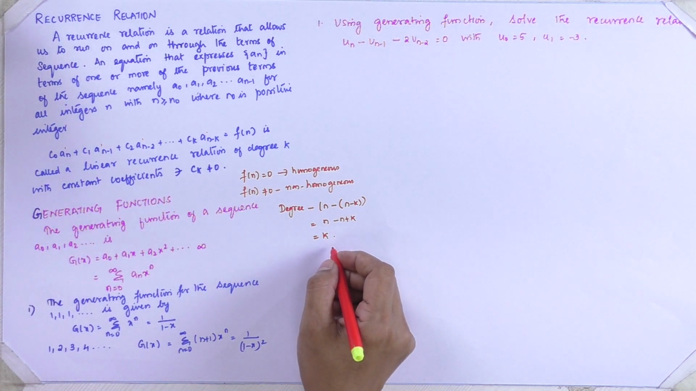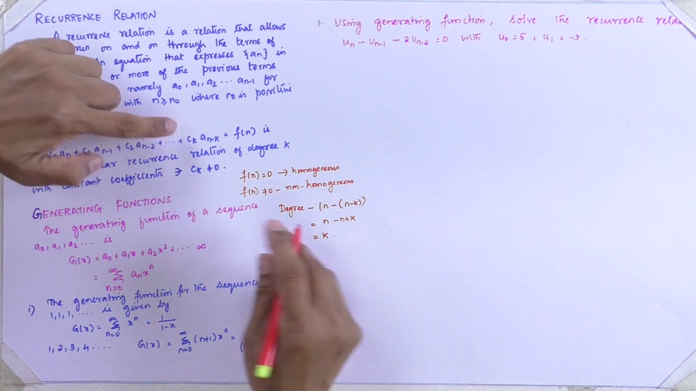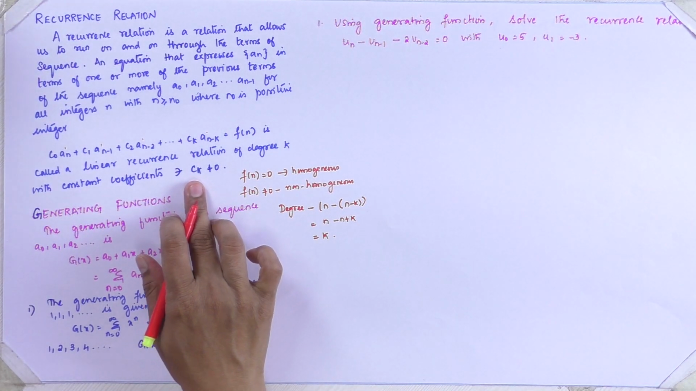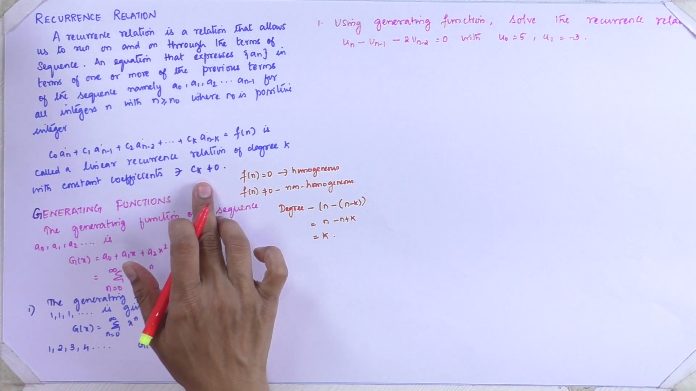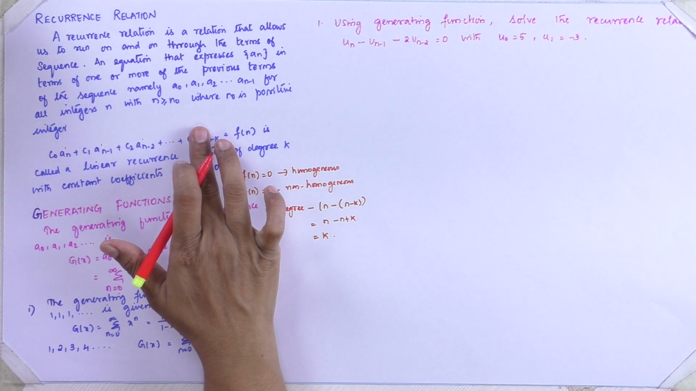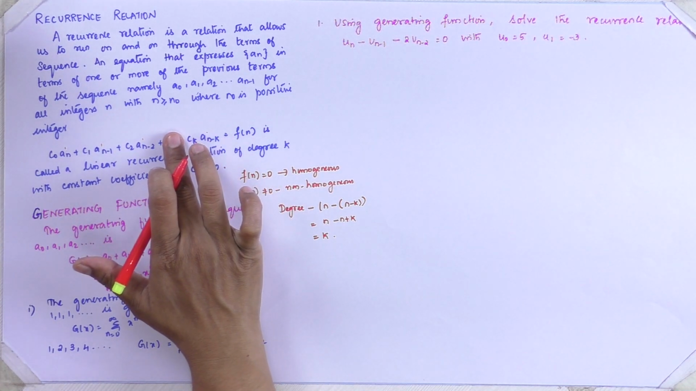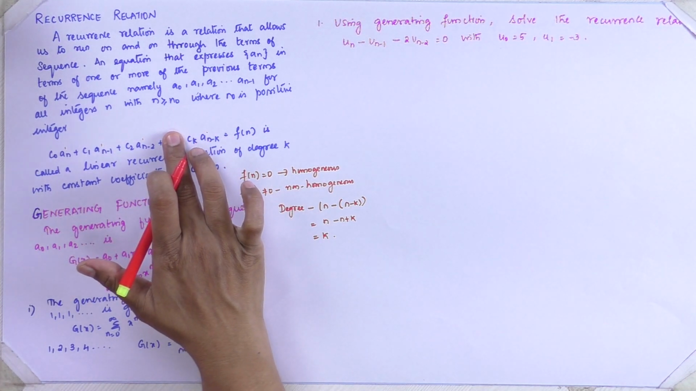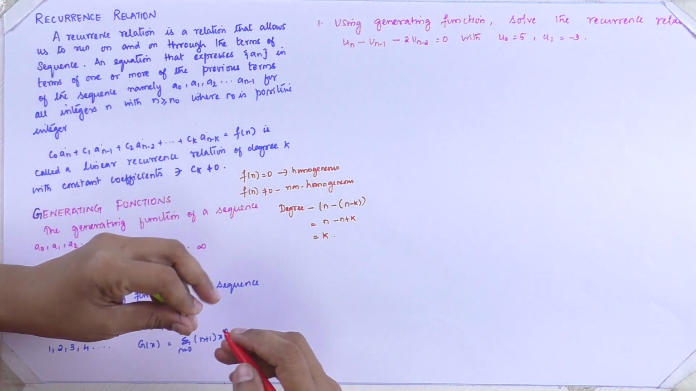This will be of degree k provided that your C_k should not be equal to 0. That is very, very important. Suppose C_k happens to be 0, this term will not be there, and it will have only up to the previous term. In that case, the degree will not be k, it will be some other value, alright. So in order to find the degree of any given recurrence relation, we will have to take the difference between the greatest subscript and the lowest subscript.